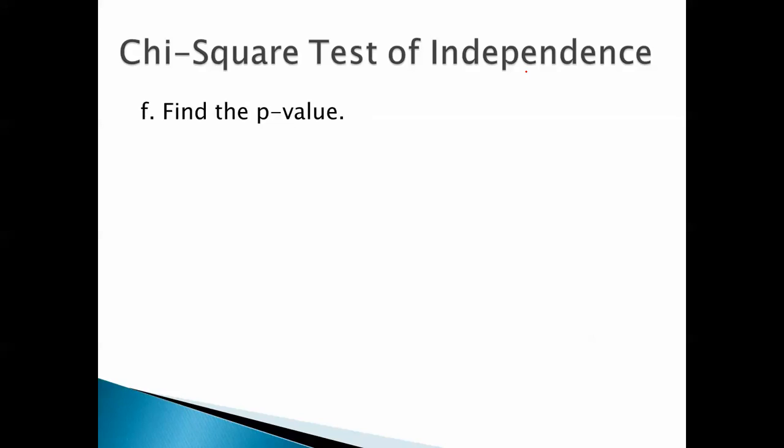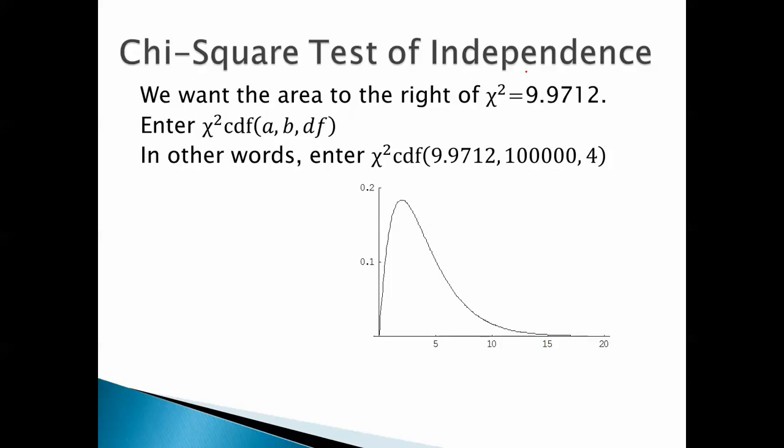Find the p-value. Well, we've already seen one way to do it. You could just use that hypothesis test. Here's another way to do it. We want the area to the right of chi-square equals 9.9712. This is what a chi-square distribution looks like when there are 4 degrees of freedom. So basically, we want the chi-square cdf. Again, this is available under Distr on your calculator. This is your left endpoint, A, your right endpoint is B, and your degrees of freedom.